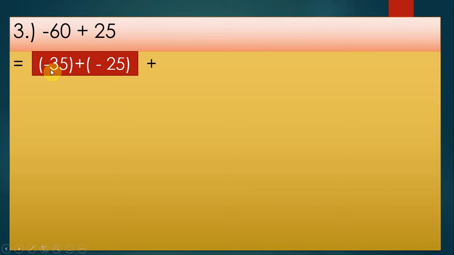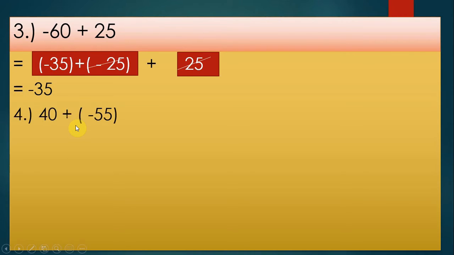Okay. So if you are to check, negative 35 plus negative 25, the answer is negative 60. Now let's bring down 25 here. Okay, so here, negative 25 and positive 25, we could cancel it. Cancel negative 25 and positive 25. Therefore, the remaining number here is negative 35. So obviously, negative 35 is the answer.